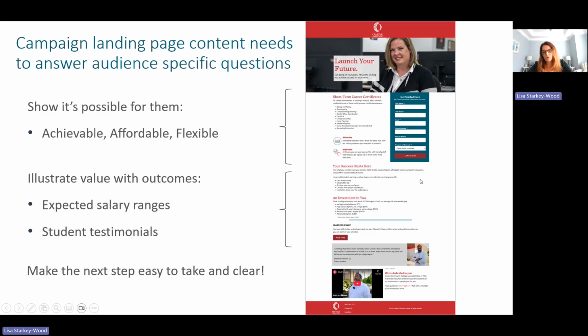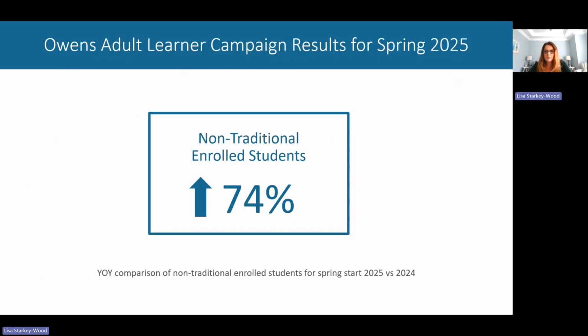So we worked with them in partnership to have this really targeted strategy, really targeted messaging, and they also worked really hard internally. Their outreach specialists really made sure that students who completed the RFI form were getting immediate follow-up, and overall results for the time that the campaign was in market. They saw a 74% increase in their non-traditional enrolled students for their spring start of 2025 versus 2024.